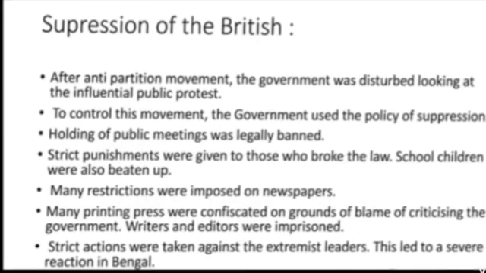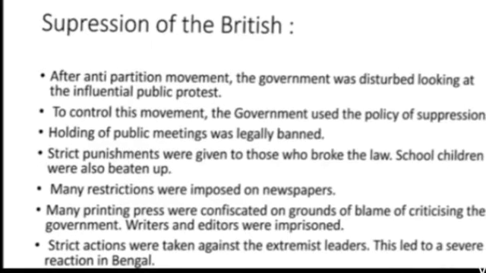Students, we are going to learn about the suppression by the British. Before this, we learned the difference between moderates and extremists, the 4-point program of the Indian National Congress, the anti-partition movement, and the partition of Bengal, that we learned last period. Now in this period, we are going to learn about the suppression by the British.